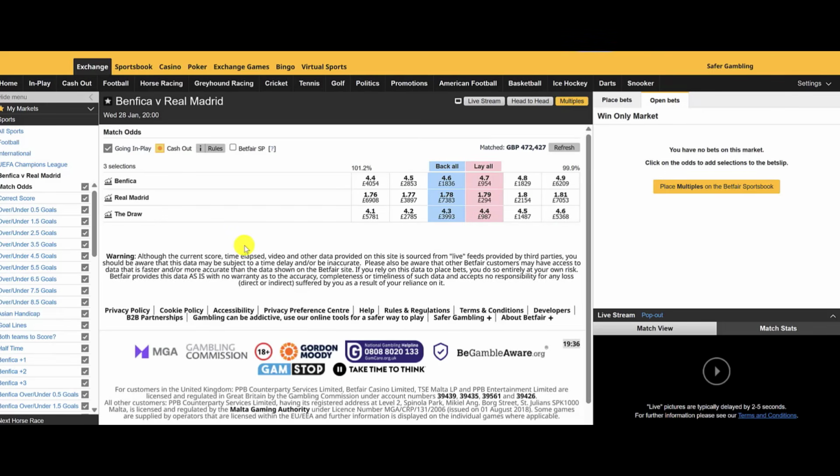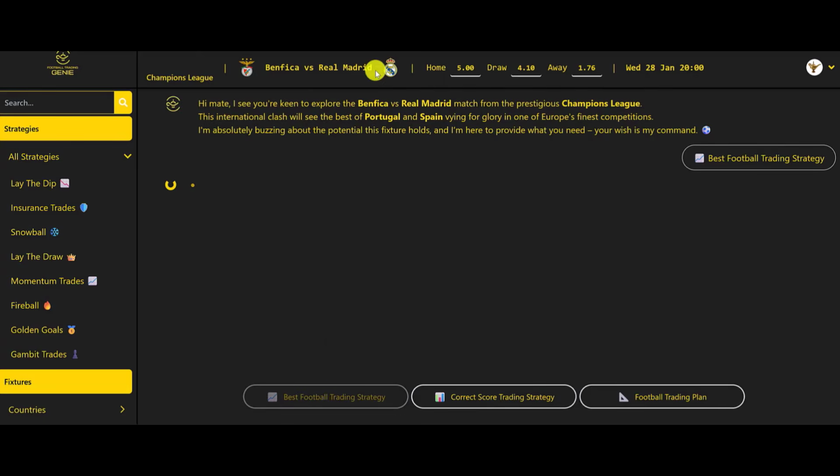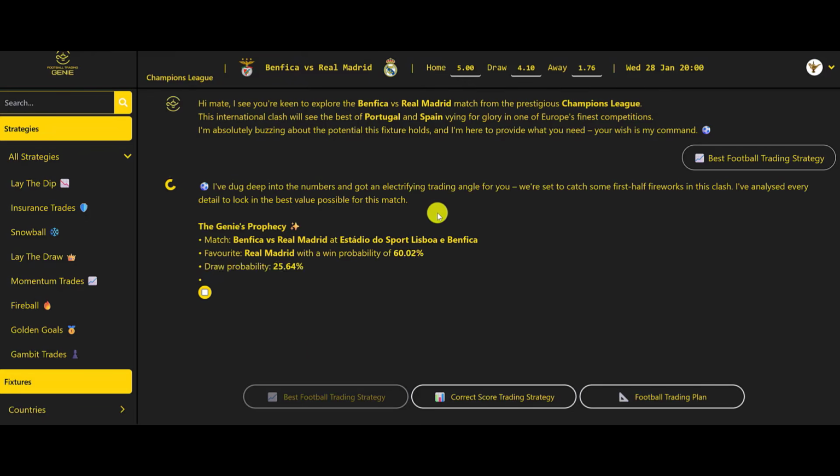We're going to trade Benfica versus Real Madrid from the Champions League. We're going to use AI to help us trade it. So let's head over to the Football Trading Genie. Got the match already loaded up, Benfica against Real Madrid from the Champions League. You just click on best strategy and the Genie will do the work.